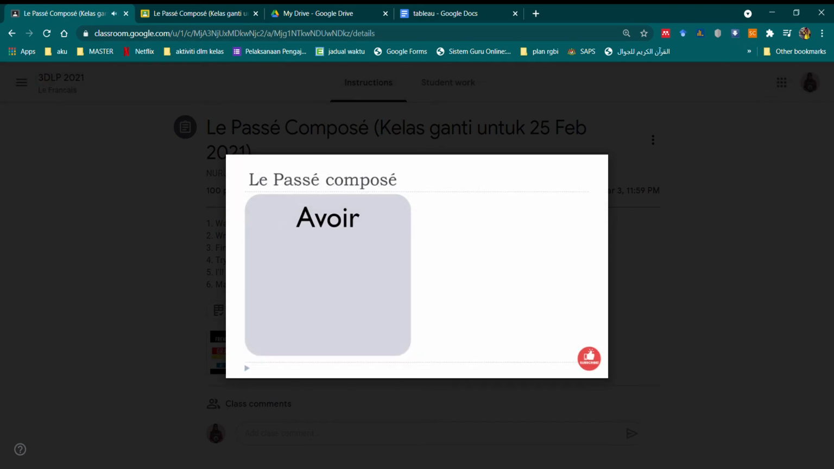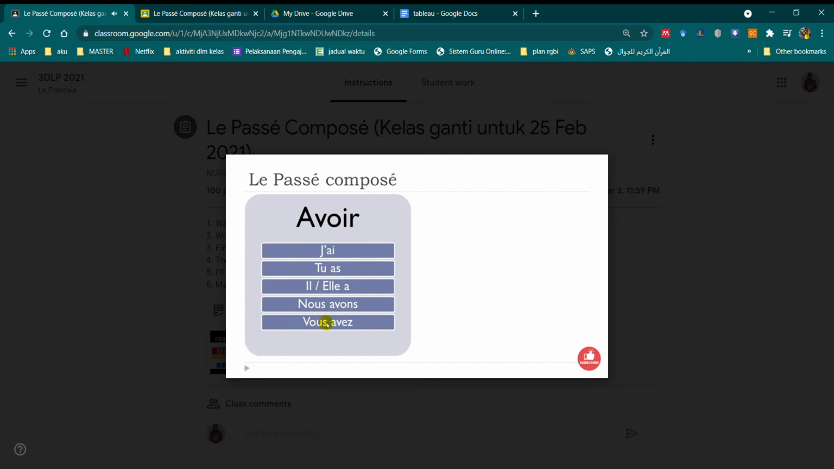Okay, so avoir, remember, it goes like j'ai, tu as, il a, elle a. So remember, masculine, feminine. Nous avons. So you can put this little liaison link between the two. Nous avons.